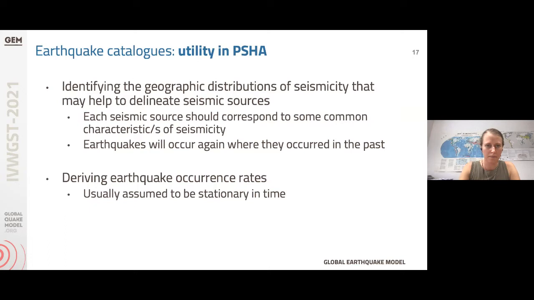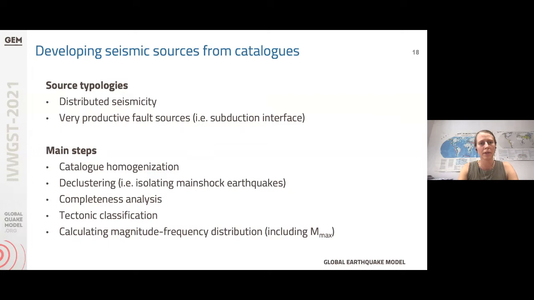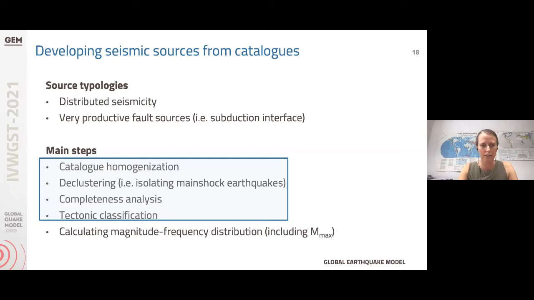So how can we go from seismic catalogs to seismic sources? Again, these are used in two source typologies, the distributed seismicity, as well as for very productive fault sources. We start out with some main steps in which we're preparing the catalog to be useful in these cases. These consist of the catalog homogenization, a declustering process, a completeness analysis, and a tectonic classification. I want to emphasize that the order that I have them listed in here is not necessarily the best order for the application. Sometimes these get shuffled around a little bit, for example, depending on the complexity of the tectonic region that's covered by the hazard model.